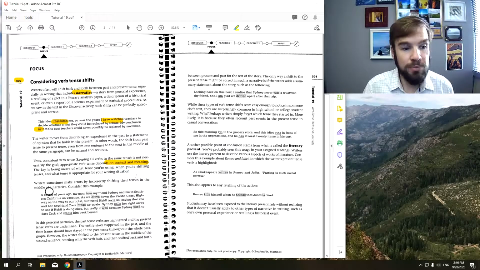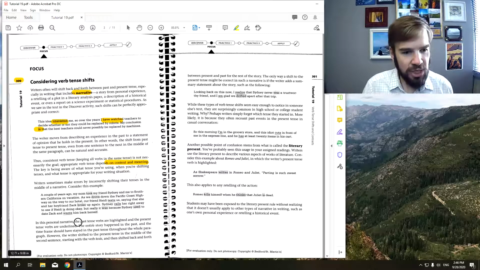Consider this example. A couple of years ago, my mom took my friend Sydney and me to Southern California on vacation. As we drove down the Pacific Coast Highway on our way to our hotel, our friend Heidi texts us, saying that she and her boyfriend Zach broke up again. Sydney calls her right away to see if Heidi is doing okay, but really it was because Sydney used to date Zach and wants him back herself.